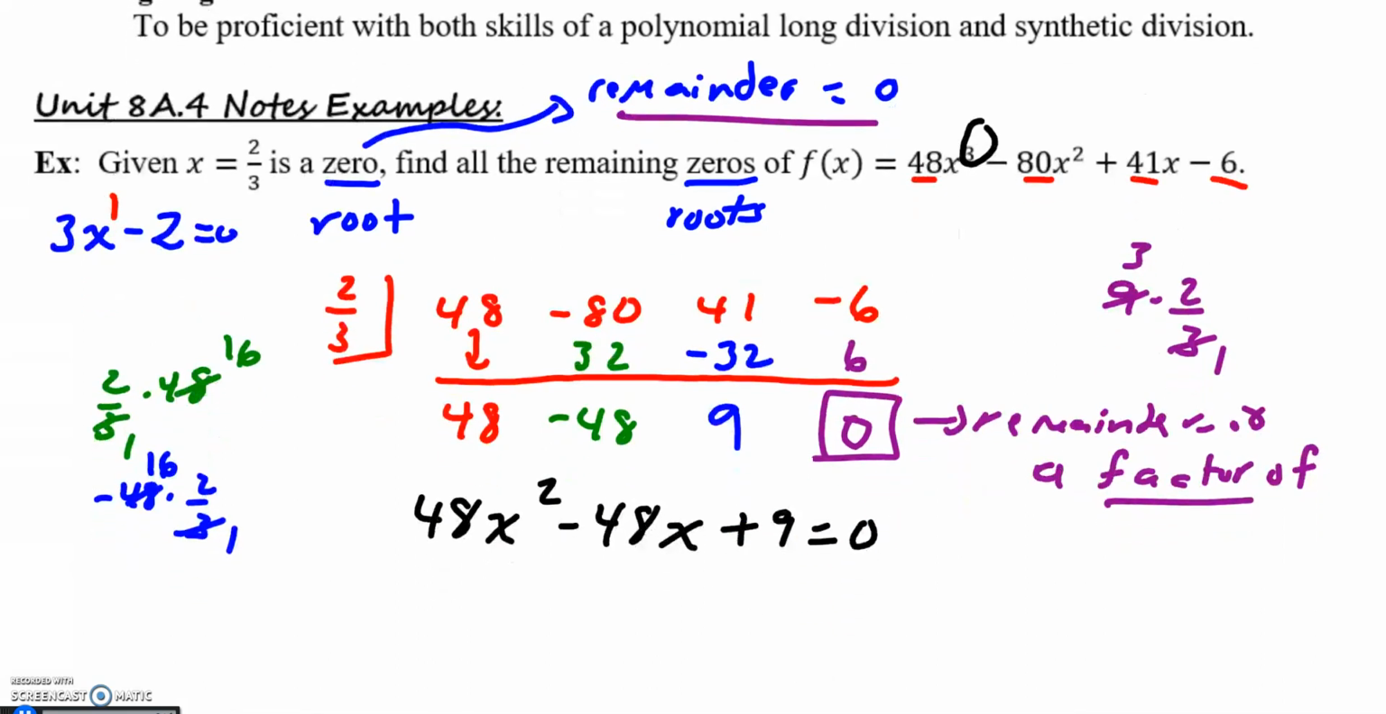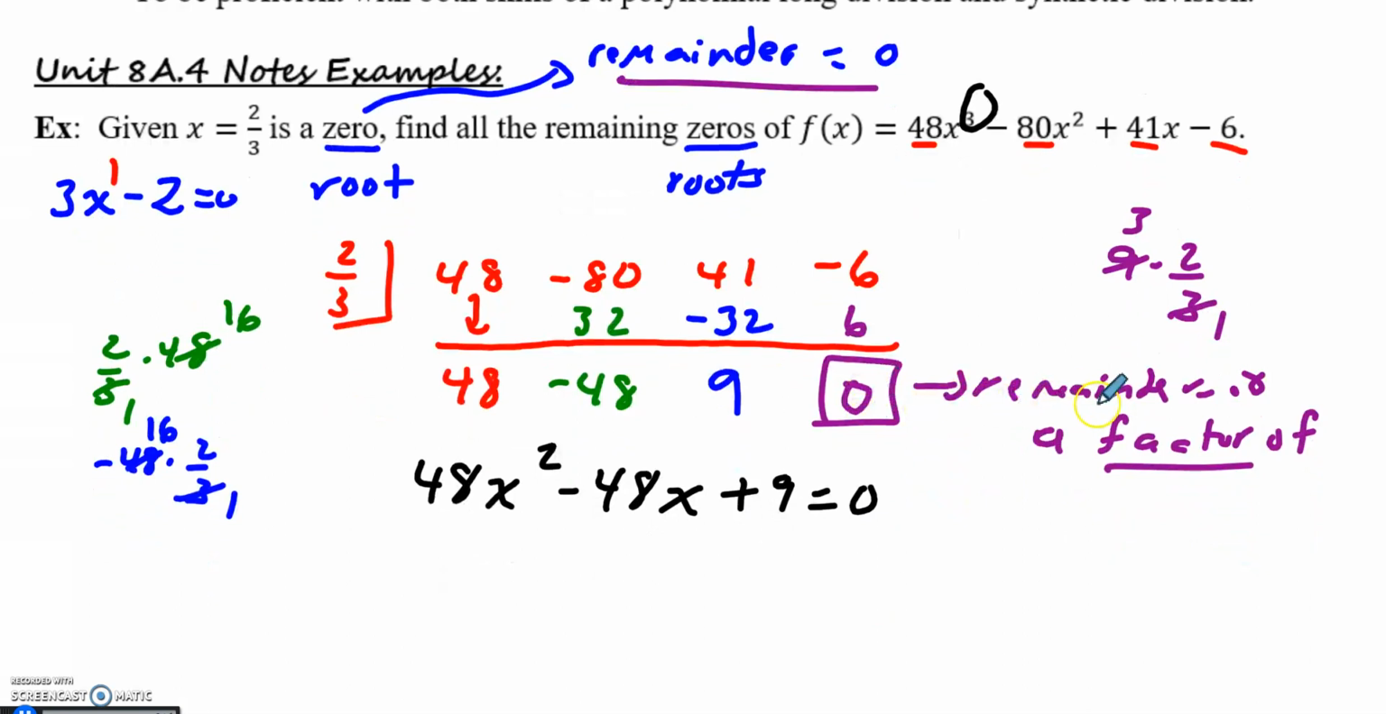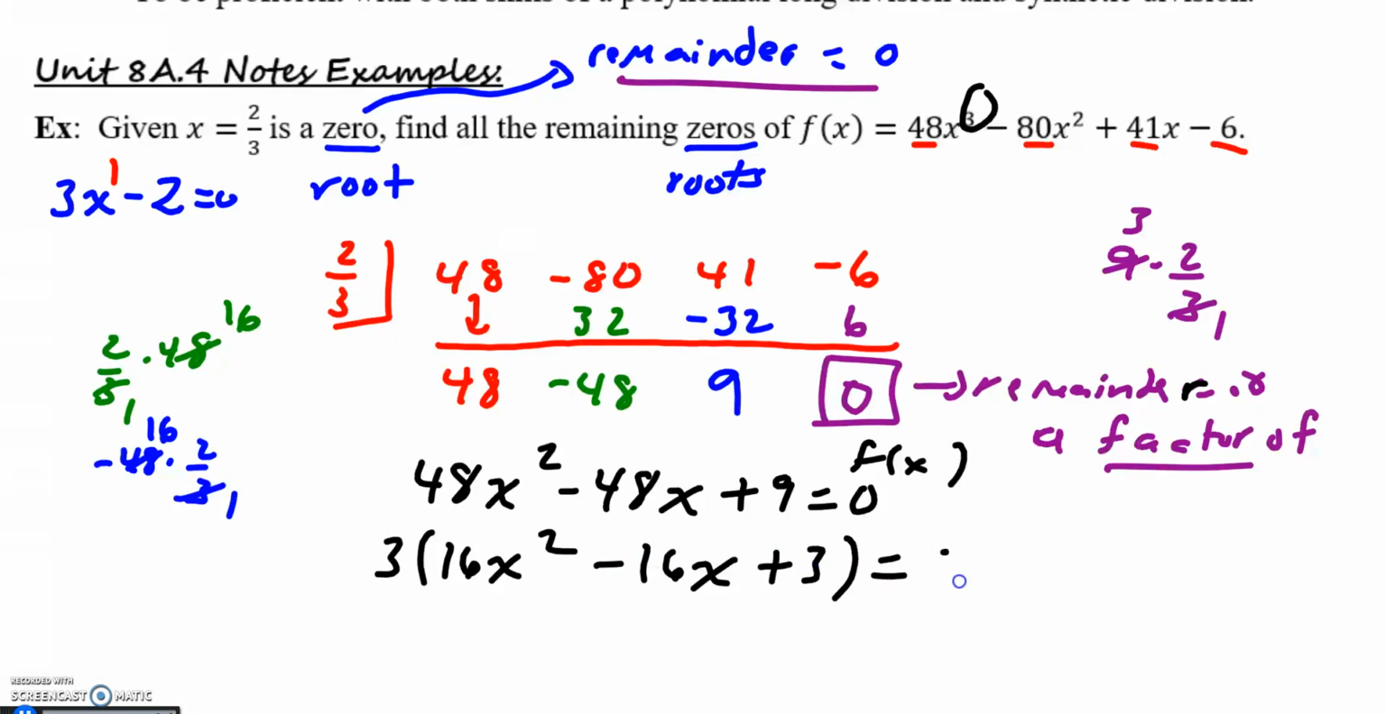Also, please remember that this 0 is dealing with your remainder. This 0 is just saying that because you're trying to find the x-intercepts or the roots, you're really setting f of x equal to 0. If I continue to factor or use any method, I notice that there is a greatest common factor of 3. And if I take that out, I'm left with 16x squared minus 16x plus 3 equals 0.